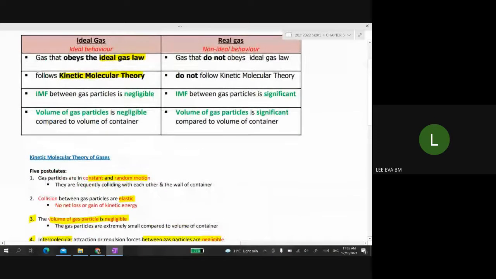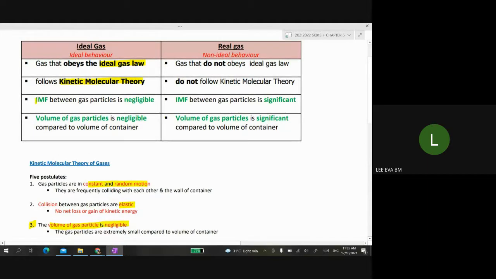So for any gas that behaves ideally, they follow kinetic molecular theory. That means the intermolecular forces between the gas particles are negligible. Masih ingat lagi tak negligible maksudnya apa? Can be ignored, boleh diabaikan ya. Because it is very small, we can straight away ignore it. But that one is only for ideal gas.